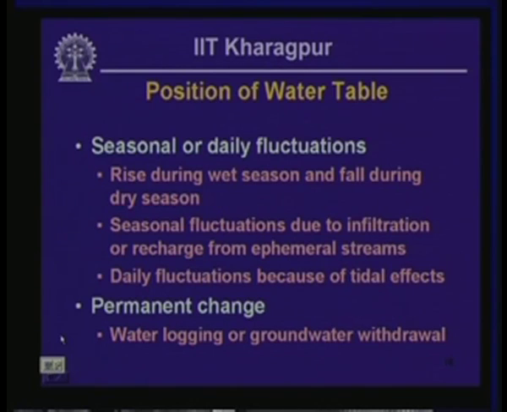Okay. Position of the water table can fluctuate seasonally, and it will rise during the wet season and fall during the dry season. Seasonal fluctuations can also be because of infiltration and recharge from temporary streams of groundwater, and there could be daily fluctuations also because of tidal effects, or there could be permanent changes in the groundwater table because of waterlogging or because of groundwater withdrawal exceeding the rate of groundwater recharge.